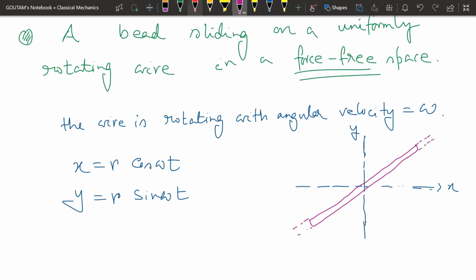And it rotates like this. So with respect to an axis which is perpendicular to this plane, in that case this angle will be omega t. Theta will be omega t. And we will get x as r cos theta. So r is the position of the bead. So in that case, the x component will be r cos omega t, and y will be r sin omega t.